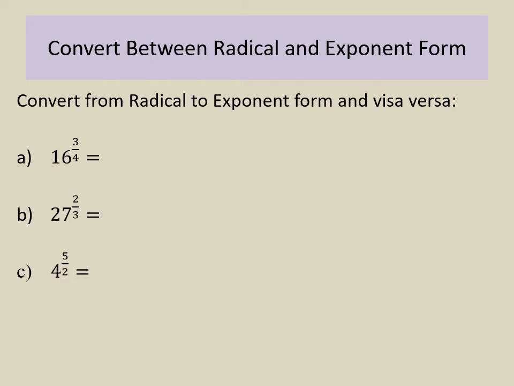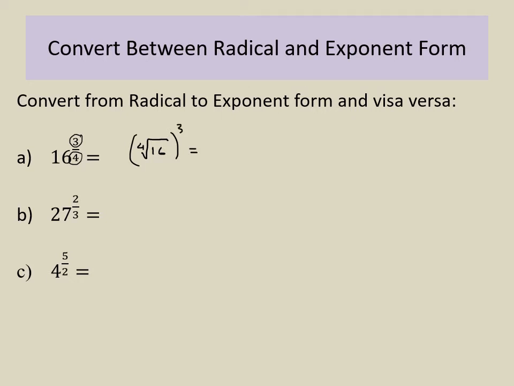Okay, this time we have 16 to the power of 3 over 4. So we're going to use our alternative method, which is the second one, which says the following. First, you take the root. This time the root is the fourth root, so we're going to take the fourth root of 16, and then we're going to raise it all to the power of 3, like so.